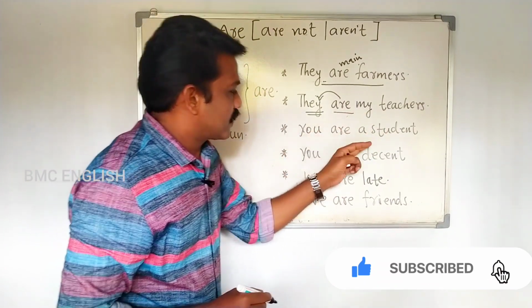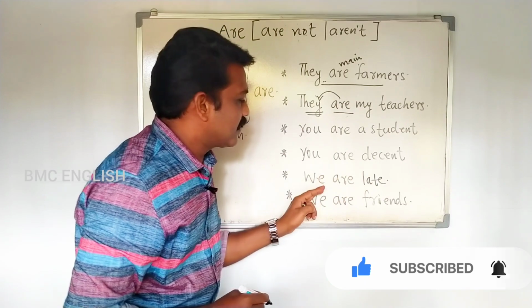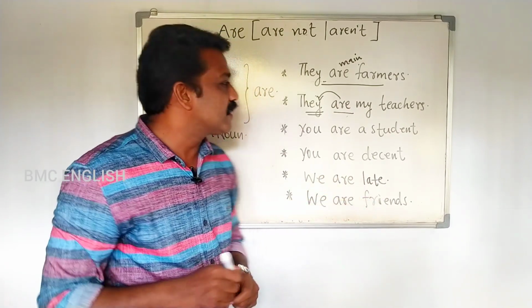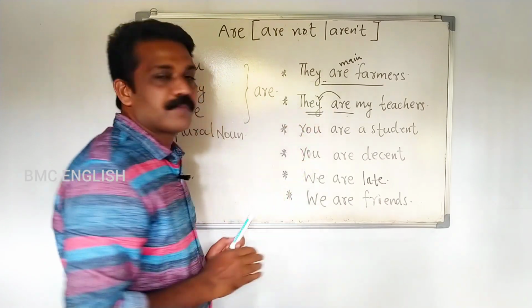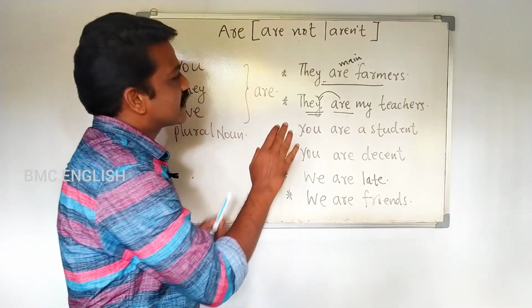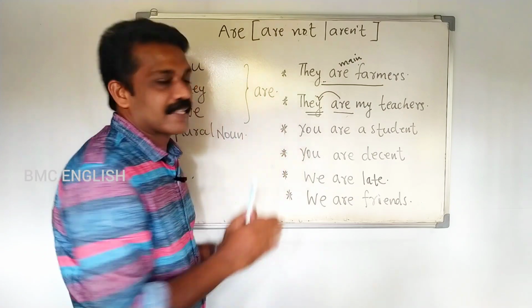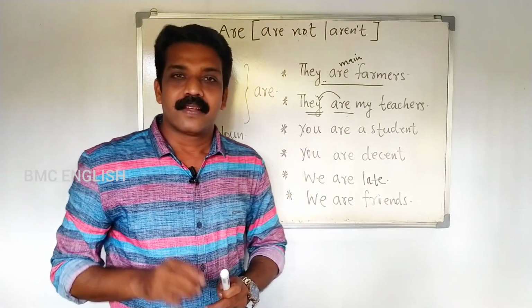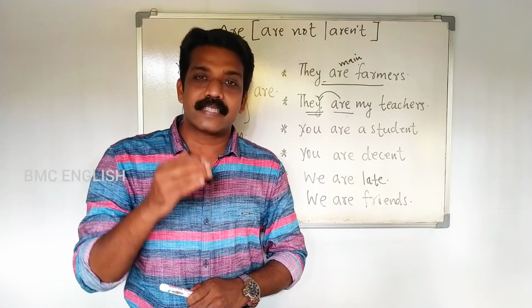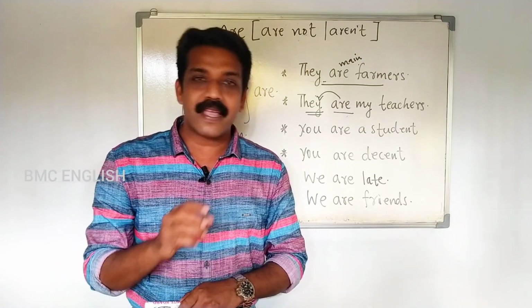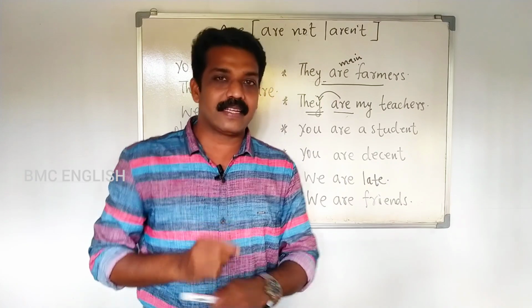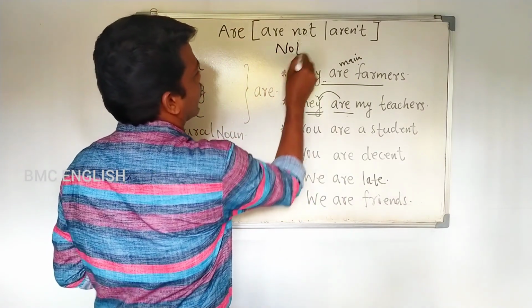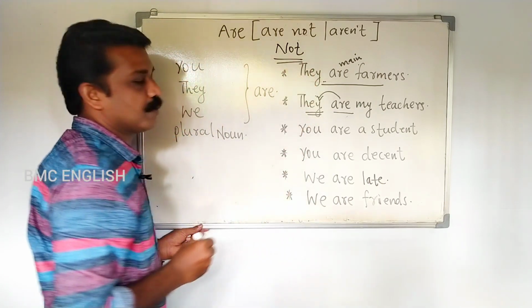Likewise, you are a student, you are decent, we are late, we are friends. All these sentences show the state of the subject, and all the sentences are in simple present and they are all positive sentences. Now let's learn how to make negative sentences. Making negative sentences is very easy. We simply add not. Then it becomes negative.